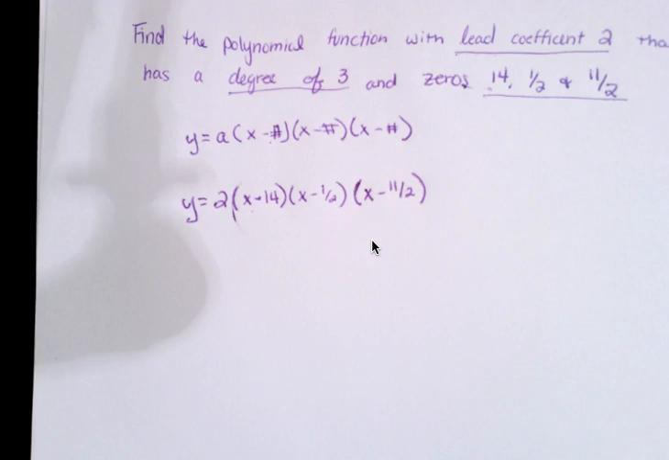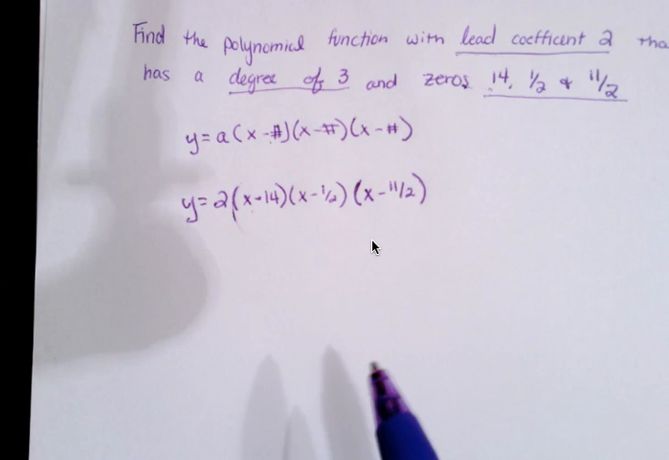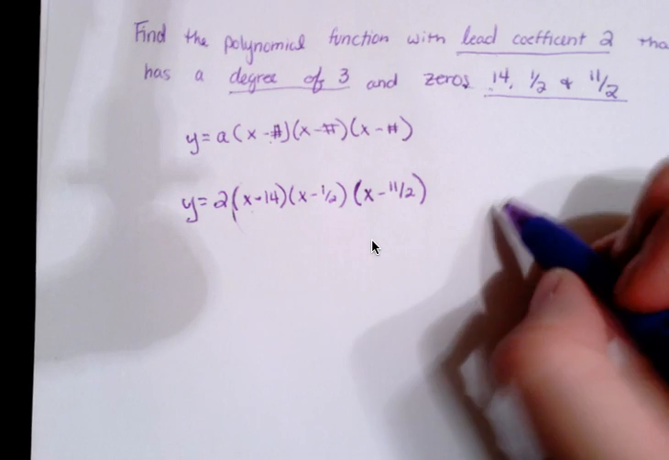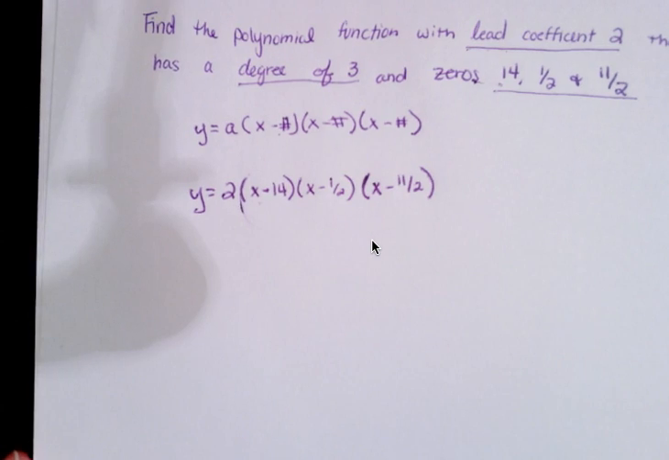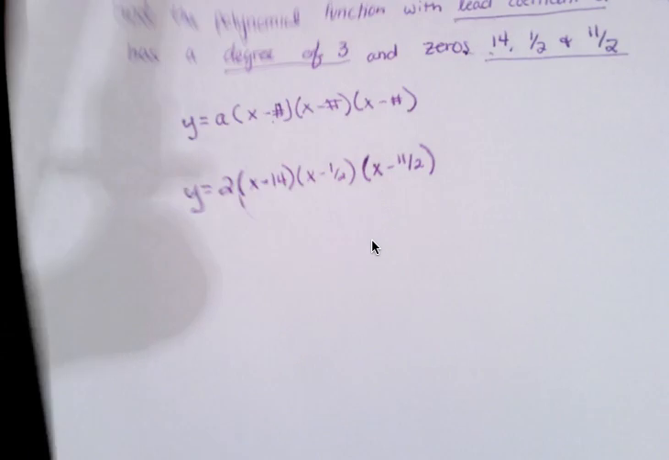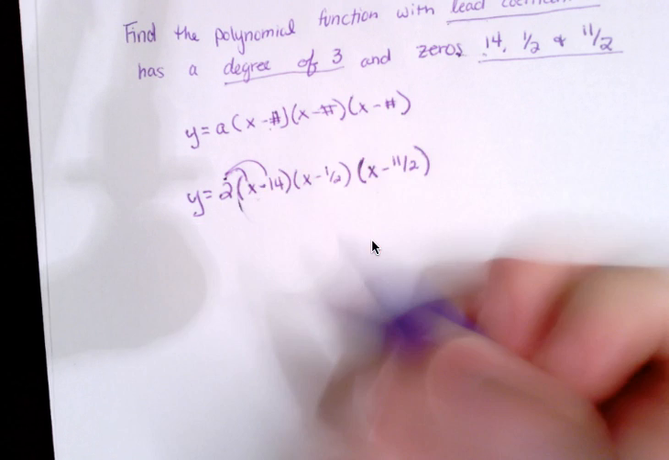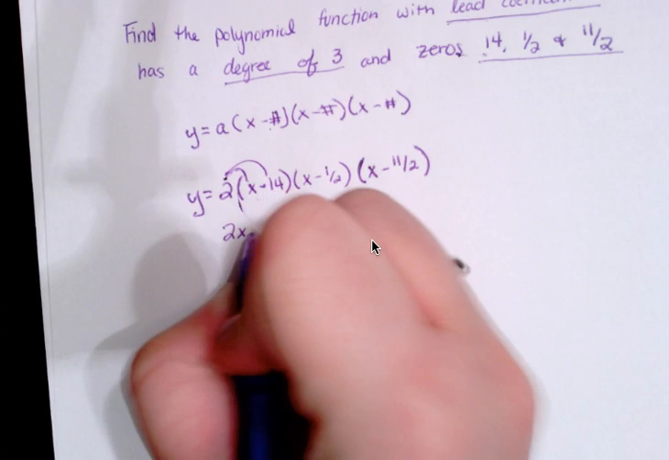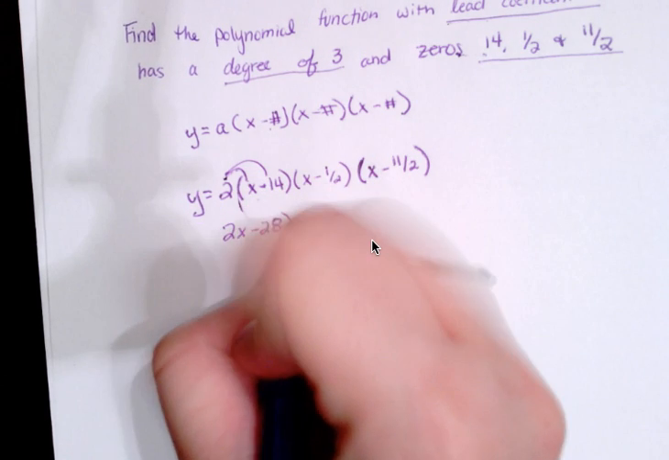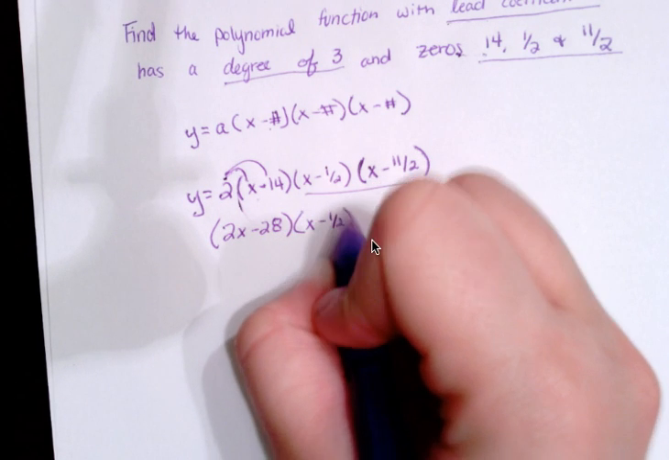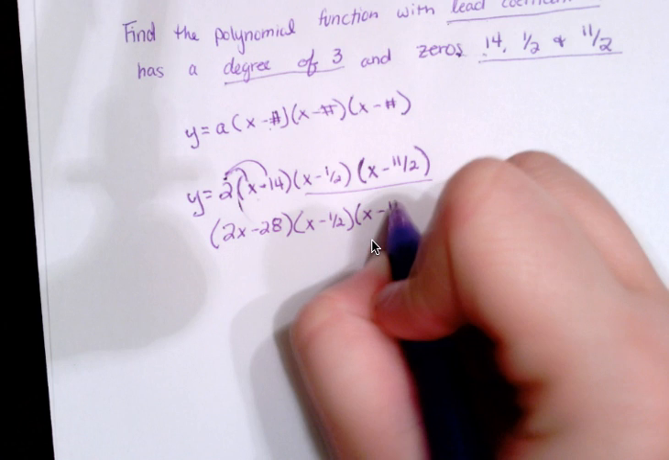Now, the computer program does not want you to leave it in this form, which is factored form. It wants you to put it in standard form, which is where it counts down, y equals ax cubed plus bx squared plus cx plus d. So to do that, we're just going to distribute. So I'm going to first distribute this 2, so then I get 2x minus 28. I still have all of that times all of these two, so then I'm just going to go x minus 1/2, x minus 11 halves.